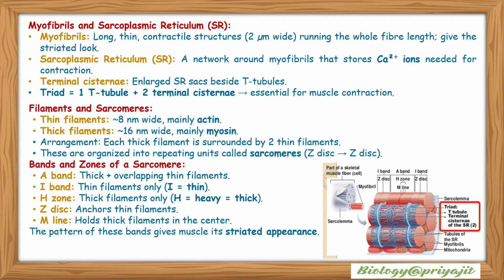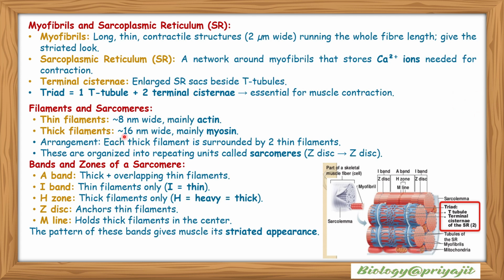Myofibrils and sarcoplasmic reticulum. Myofibrils are long, thin, contractile structures. They are 2 micrometers wide. They run the whole fiber length and give the striated look. Sarcoplasmic reticulum is a network around myofibrils that stores calcium ions needed for contraction. Terminal cisternae are enlarged sarcoplasmic reticulum beside T-tubules, and the triad is 1 T-tubule plus 2 terminal cisternae, which are essential for muscle contraction.